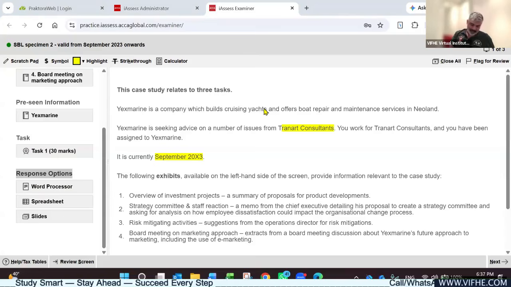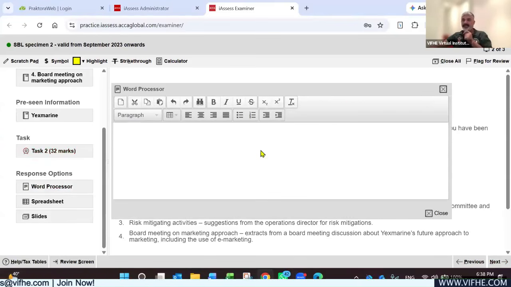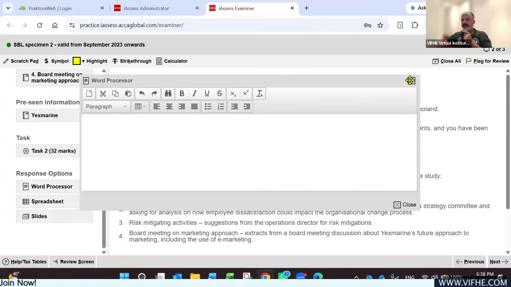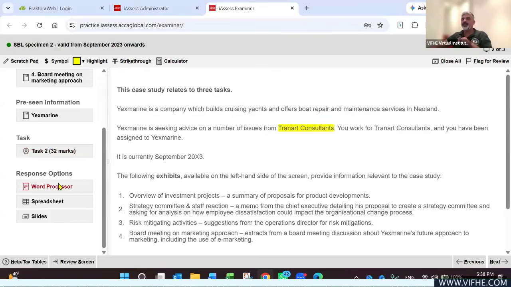Very nice. So in total, there will be three word processors, one for each task. There are three tasks, right? This word processor is for task number one. When you press next and go to task number two, this word processor is for task number two. It's a fresh word processor. So there will be three word processors, and you have to solve each task in its respective word processor. Is that clear?